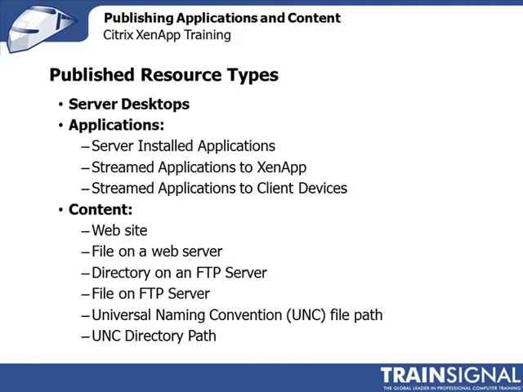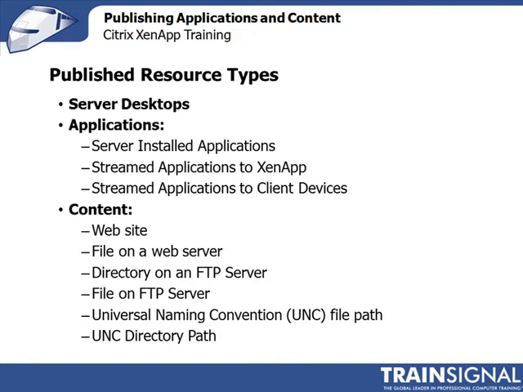Now, you can also publish applications, and there are different types of applications that you can publish. You can publish server-installed applications. Those are applications that literally get installed on the operating system and modify it. Then you can also stream applications to XenApp. So you can create sort of like an application virtualization package and deliver that to XenApp where the application is layered on the operating system, but it's not really installed on the operating system. You can also deliver streamed applications to client devices where, again, the application isn't installed on the client operating system. It's layered on top of it, but you're using local resources to run that application. So there's a benefit there as well.